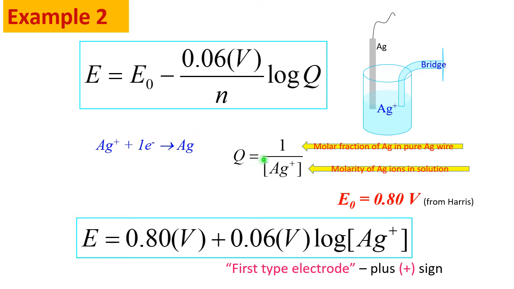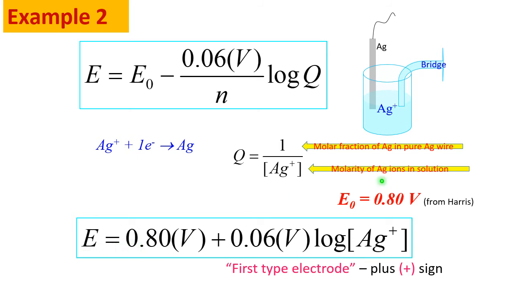Q is above the line, the molar fraction of silver in pure silver wire. It's 1. It's pure metal. It's solid. Concentration of silver ions is below the line. Now we can find E0 from the textbook and write an equation.